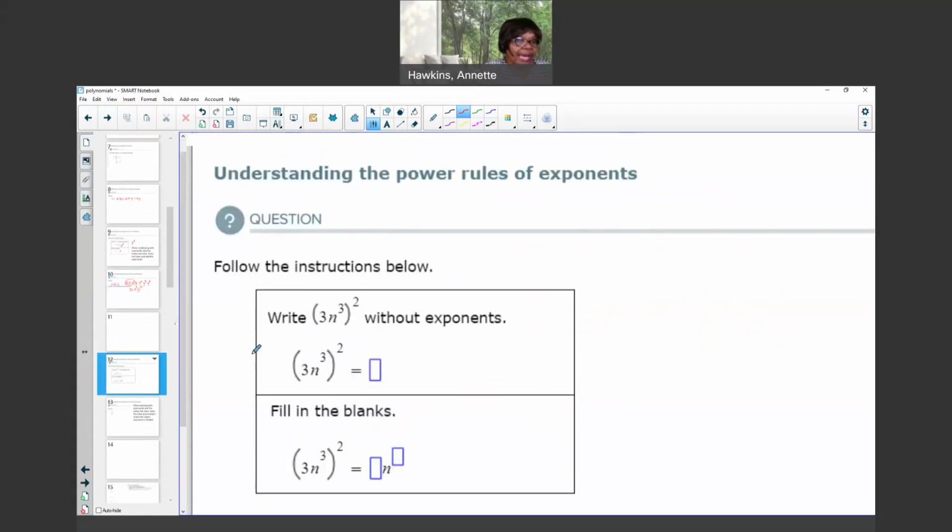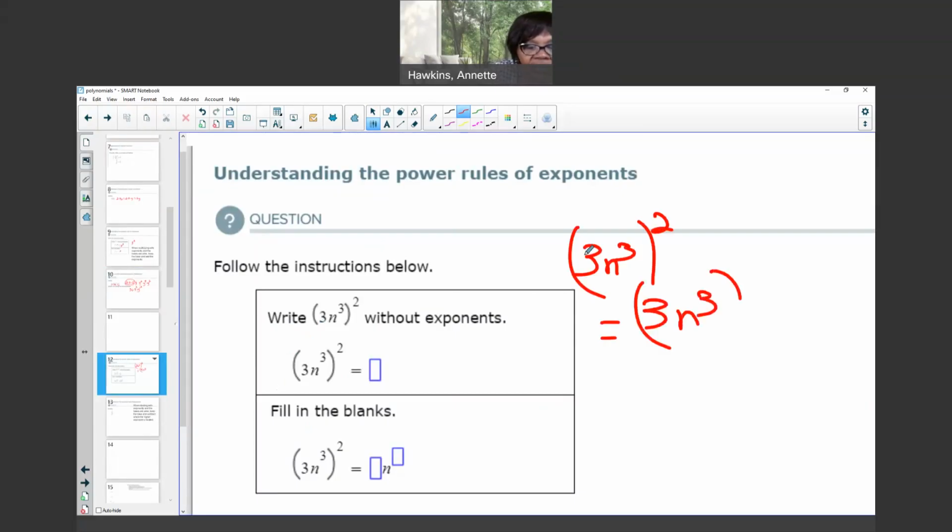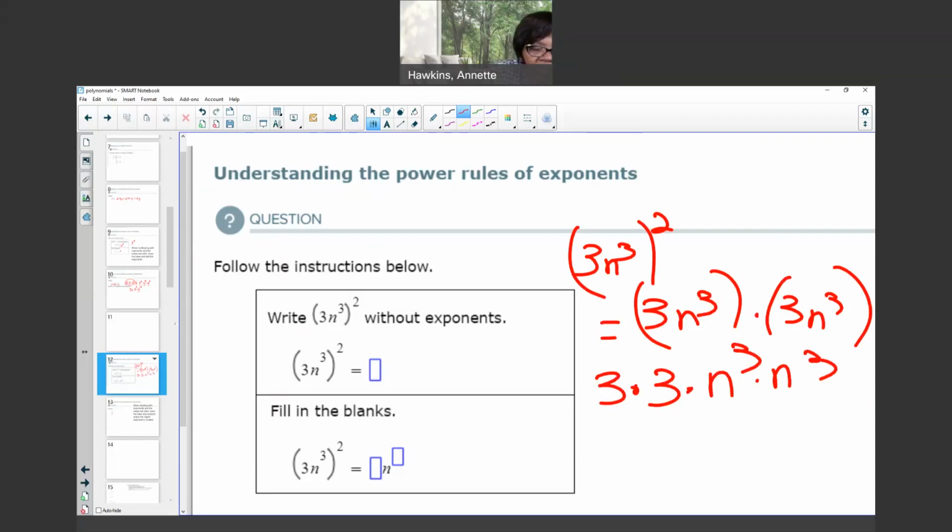Now, let's look at the power to a power rule. This is the power to a power. So before I do the rule, let's just take a look at this. 3n cubed squared means 3n cubed times 3n cubed. So that's 3 times 3 times n cubed times n cubed. 3 times 3 is 9. Keep the base, add the exponents. Okay? So this is 9n to the 6.